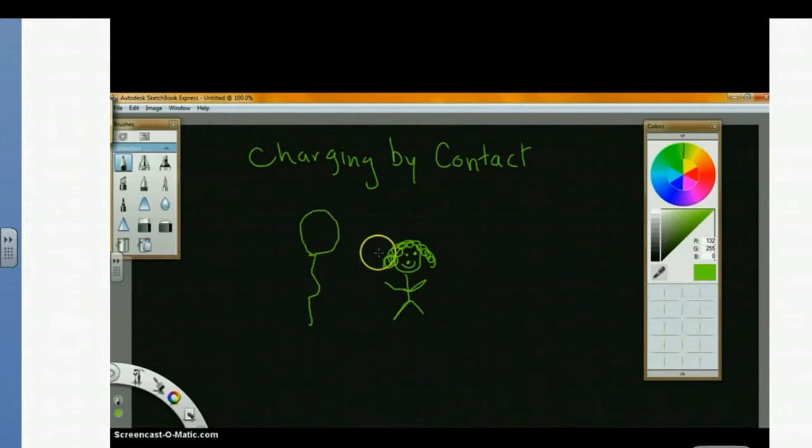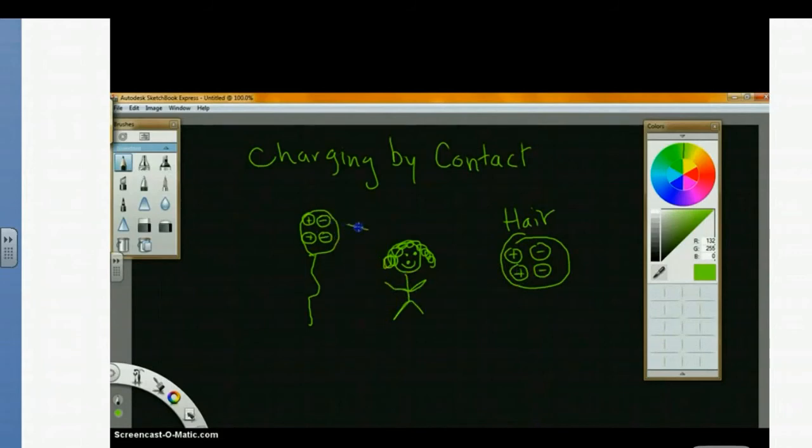What's going to happen is, the hair starts out with an equal amount of protons and electrons in it. We'll say, for example, it's got 2 protons and 2 electrons. The balloon, when it starts out, also has 2 protons and 2 electrons. Therefore, they are both electrically neutral because these protons and electrons cancel each other out, these cancel, these cancel. So each object is electrically neutral.